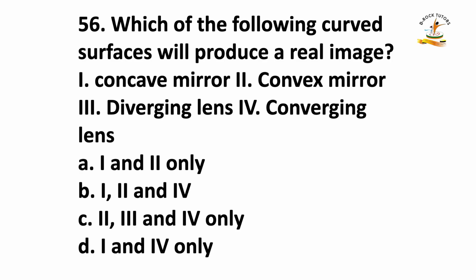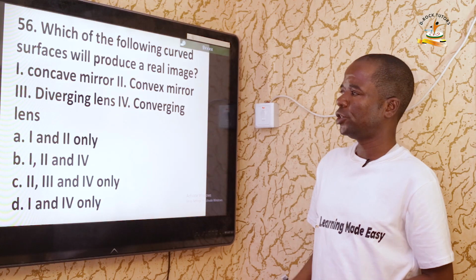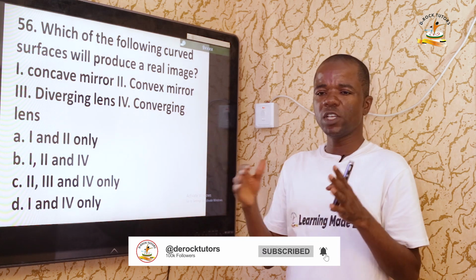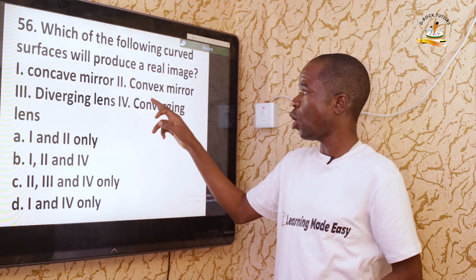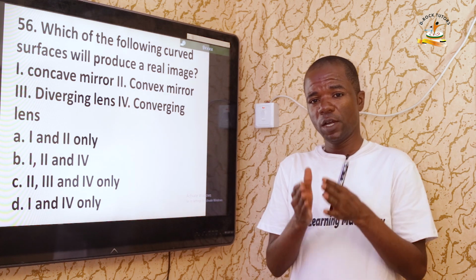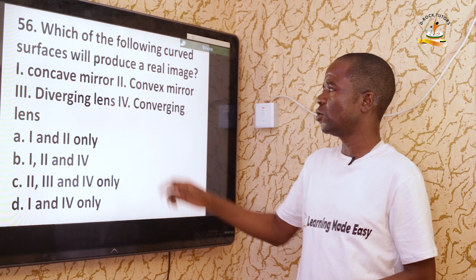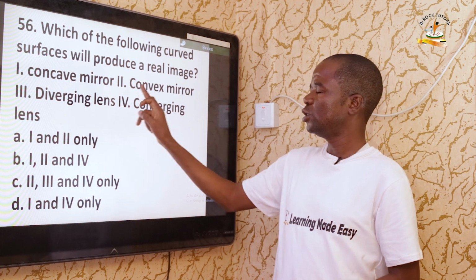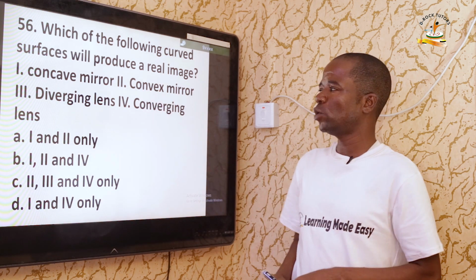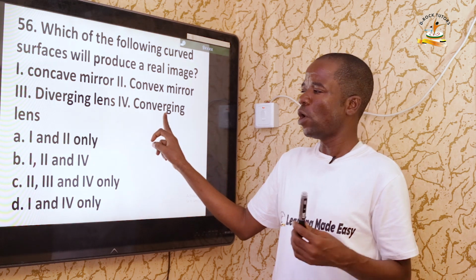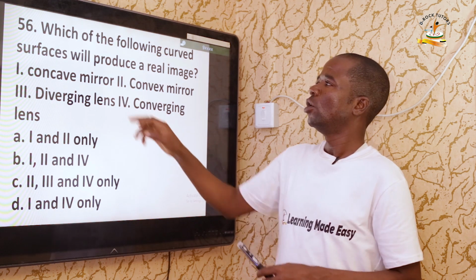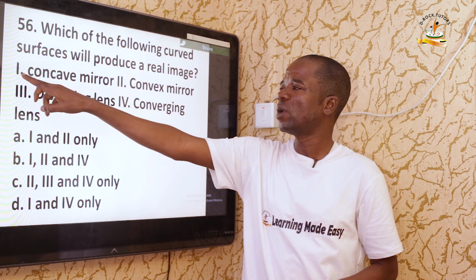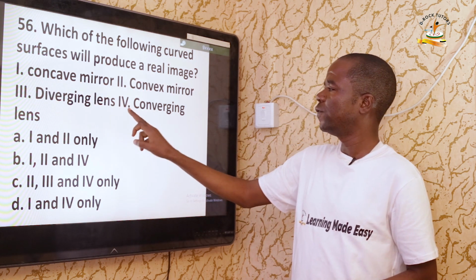Which of the following curved surfaces will produce a real image? Concave mirror will produce a real image, absolutely. Convex mirror, irrespective of the object distance, always produces a virtual, diminished, and erect image. So convex mirror will not produce a real image. What about a divergent lens? A divergent lens is just like convex mirror. It always produces a virtual image. A convergent lens, on the other hand, will also produce a real image. So the question is, which of the following curved surfaces will produce real images? The answer will be Roman figure 1, that's concave mirror, and Roman figure 4, convergent lens.